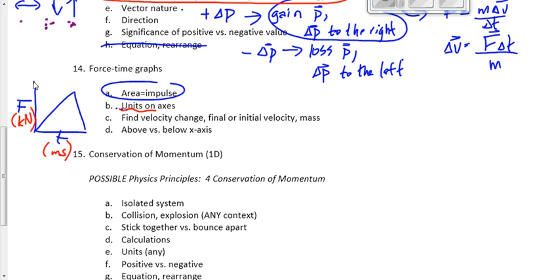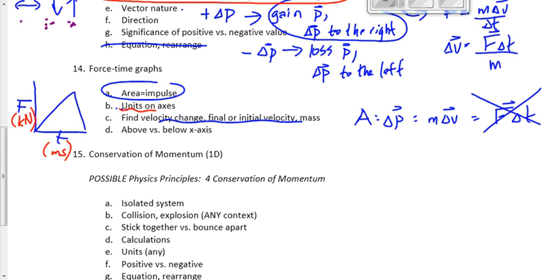And then sometimes what you've got to do after you've found the impulse is find something else, like the change in velocity or the mass. And what you're always going to do there is set this equation, area equals impulse, also equal to m times delta v. Do not set it equal to f times delta t. Even though that's a valid equation, do not set it equal to it in this context.